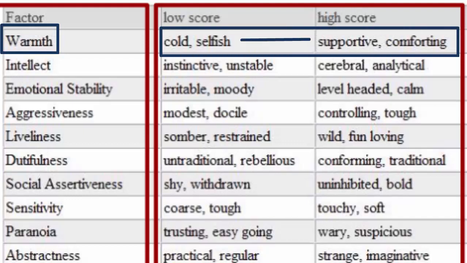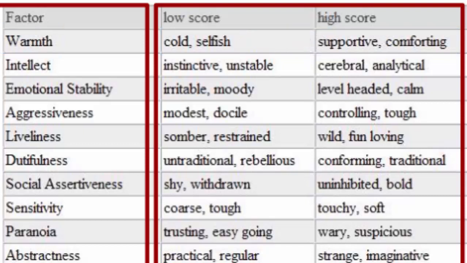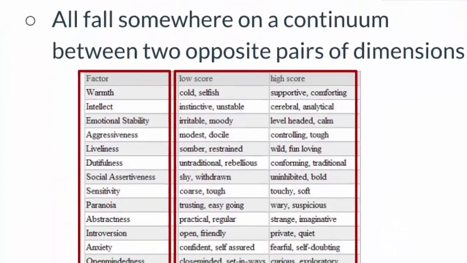Very few people are going to score all the way on the low end or the high end of any of these different scales. They're going to score somewhere in the middle. And so wherever they score in the middle is going to be where they fall on the warmth factor or the intellect factor. It's not all or nothing. It's not you're warm or not. It's how warm are you? How intellectual are you? How emotionally stable are you? And we fall on that continuum.